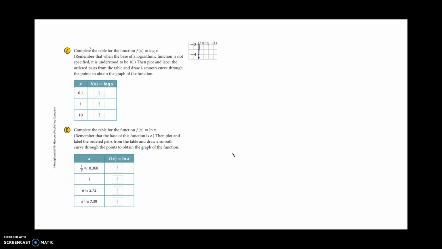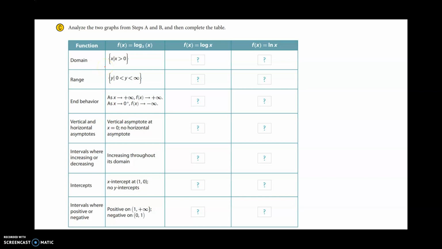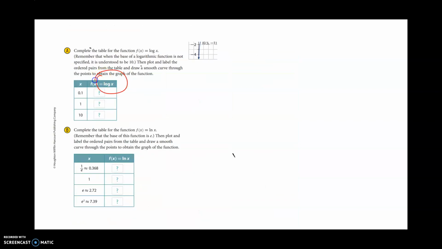What we're going to do is complete the table for these examples and see what the graph looks like. So I am going to use the log, this is log base 10, the common log. I don't have to write 10, but that means the base of 10. That's a button along the left-hand side of your calculator. So the log of 0.1 is -1, so I'm going to put -1. The log of 1 is 0, and the log of 10 is 1.